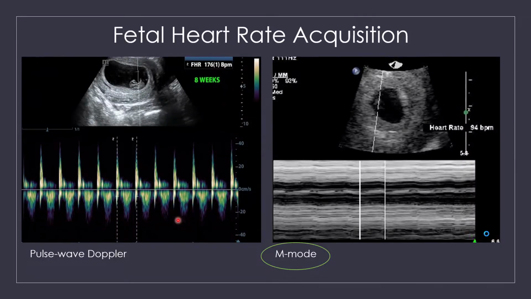Okay, so the fetal heart rate acquisition, remember with the ALARA principle we talked about, we would not want to use the pulse wave Doppler, okay? We would want to use the M mode. Remember the pulse wave, that gives us the ability to hear it. It gives us that audible aspect.